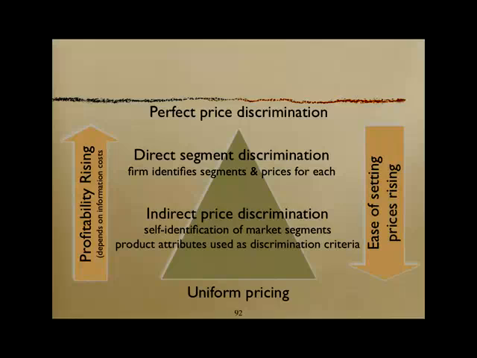This slide summarizes some of the points being made here in the following way. What we have at the top is perfect price discrimination, where you set an individual price for each customer. At the bottom, you have uniform pricing, the same prices being charged for all customers. And what we can see is that although profitability rises the more we go towards perfect price discrimination, the actual ease of setting prices rises as we go towards uniform pricing. And firms will choose a point along this scale which they believe best matches their needs.